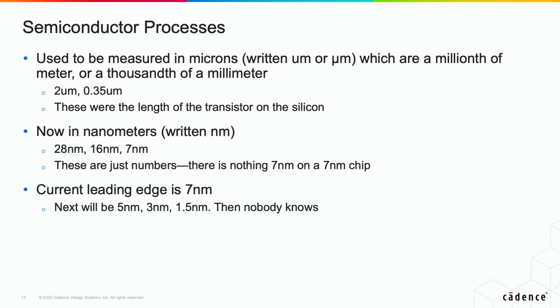which are 1,000 billionths of a meter. And the current flow was 28 nanometer, then 16, with a short-lived 20 nanometer node in there, and then 7, and again there was a short-lived 10 nanometer node in there. In the future, the expectation is 5 nanometer, which TSMC will be doing risk production on later this year, volume production probably next year, and then 3, and nobody quite knows what they'll call it after that, 2 or 1 or 1.5.